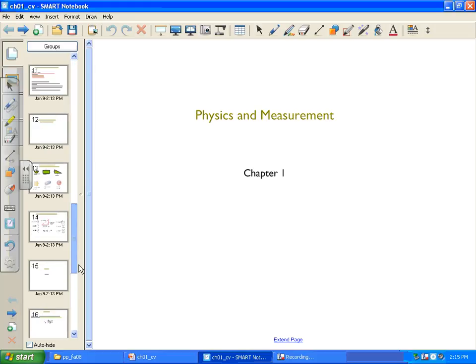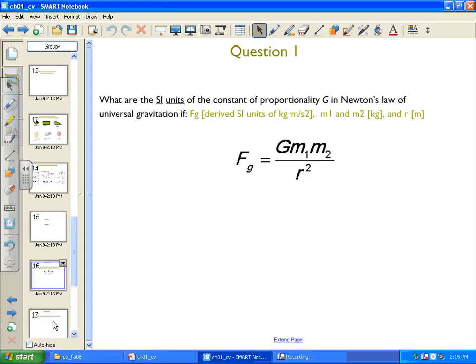Let's see if we can get to the first problem. We are asked here to determine the SI units of the constant of proportionality G in Newton's law of universal gravitation. We are told that F sub G, the force of gravity, in SI units is derived from the combination of kilogram times meter per second squared. We're also told that M1 and M2 are each in the unit of kilogram, and R is in the unit of meter.